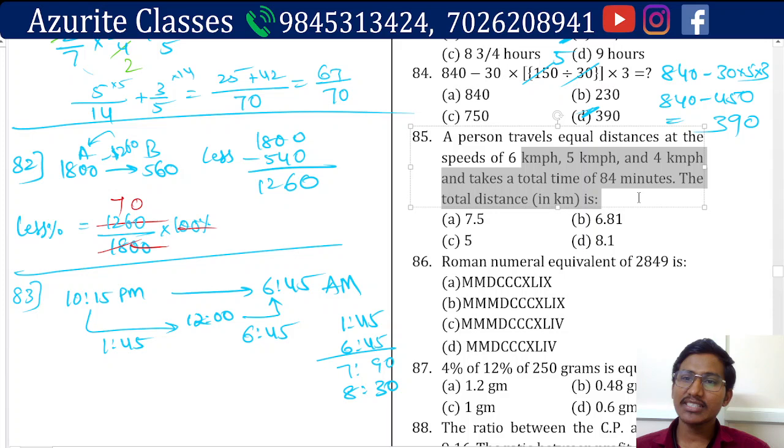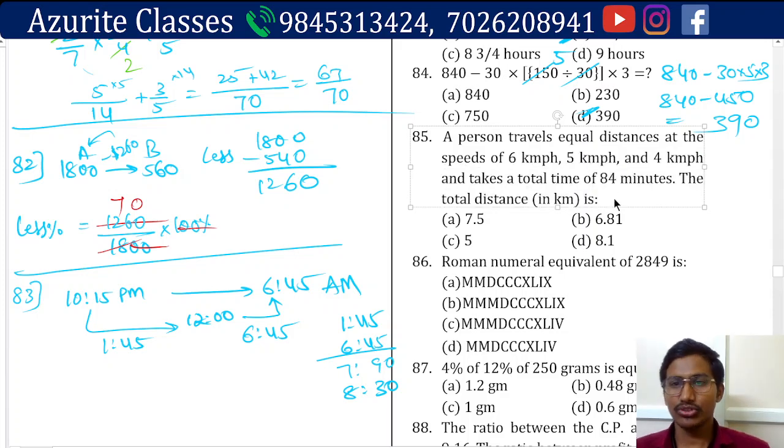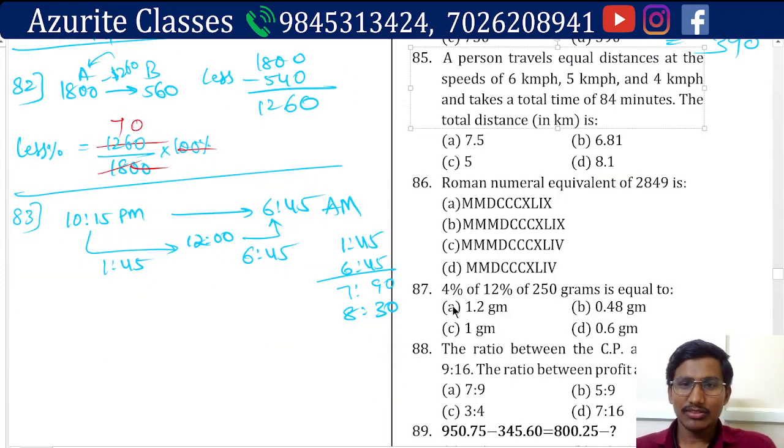The total distance in kilometers is the question. Here there are 3 speeds given, and the total time is given. So you go with option wise. That will be better. Okay, so let us solve now.